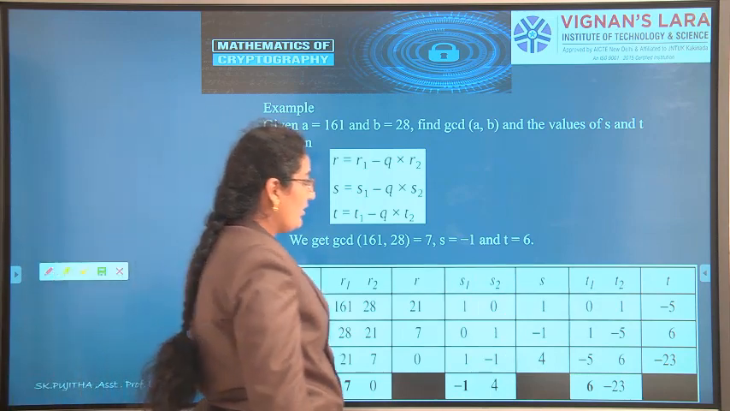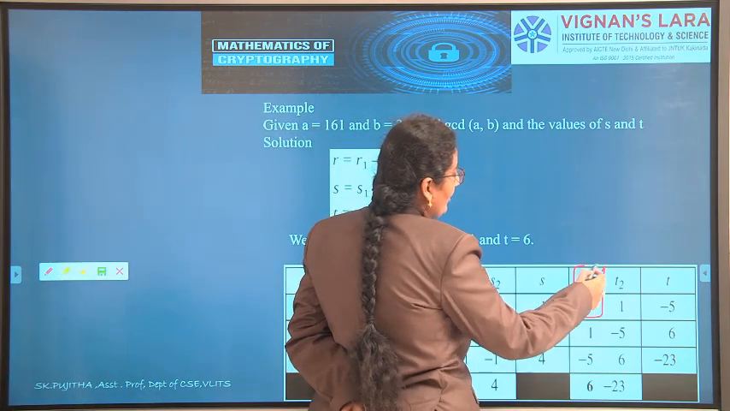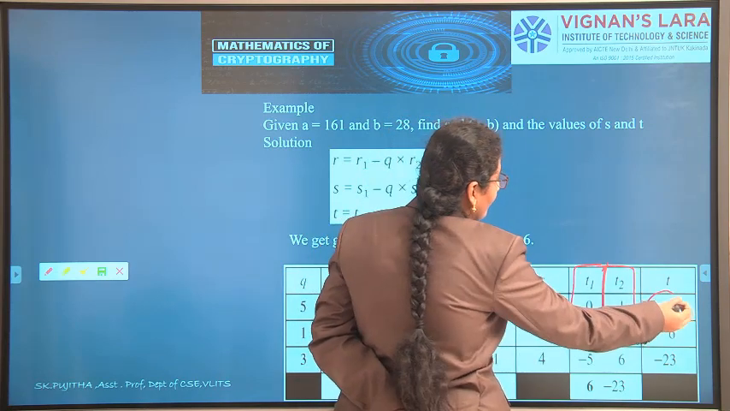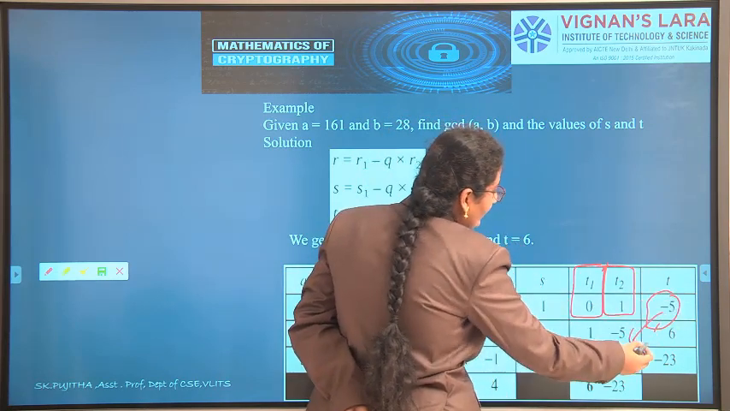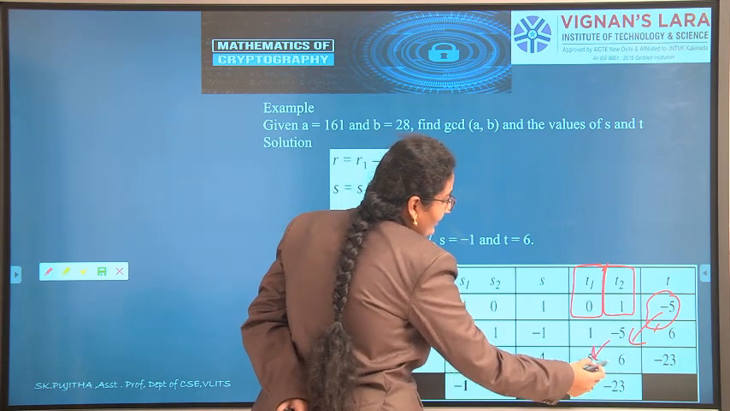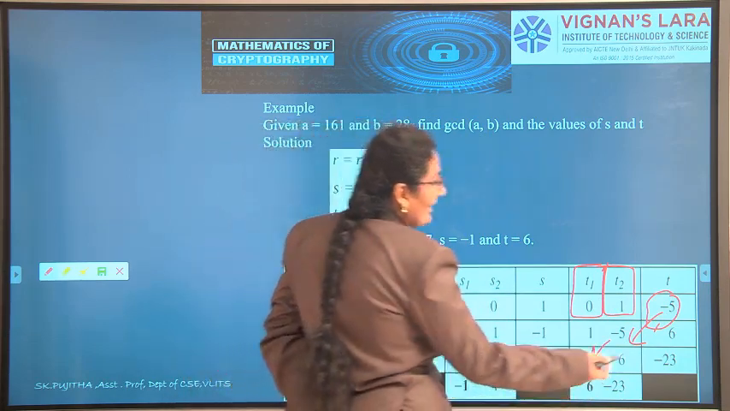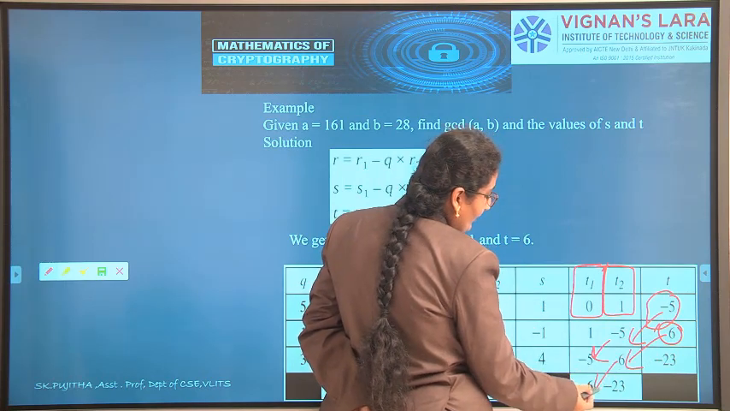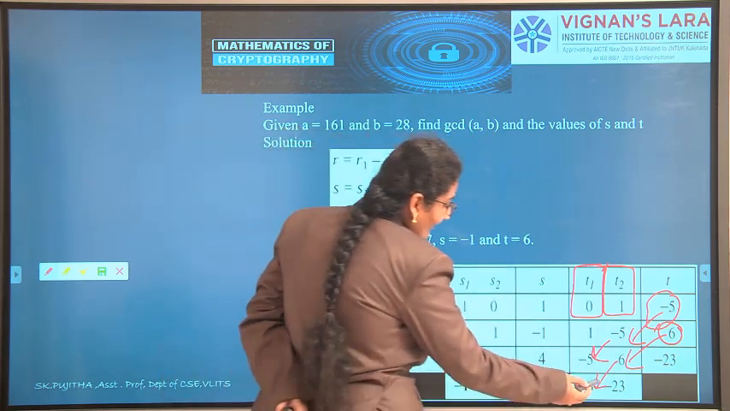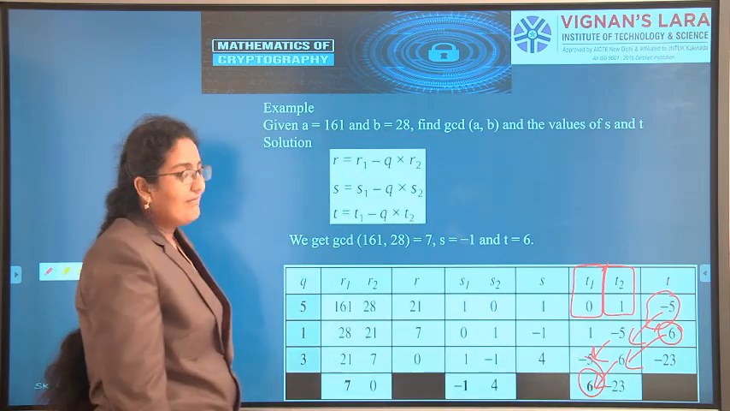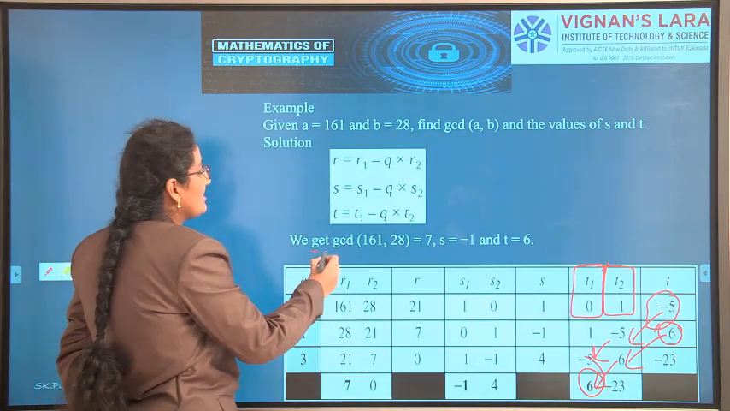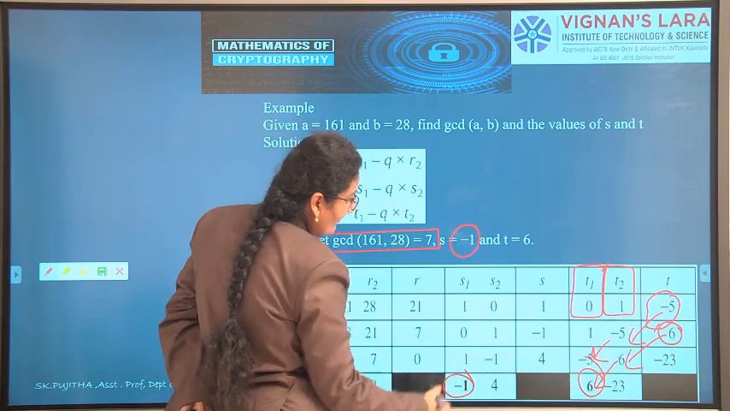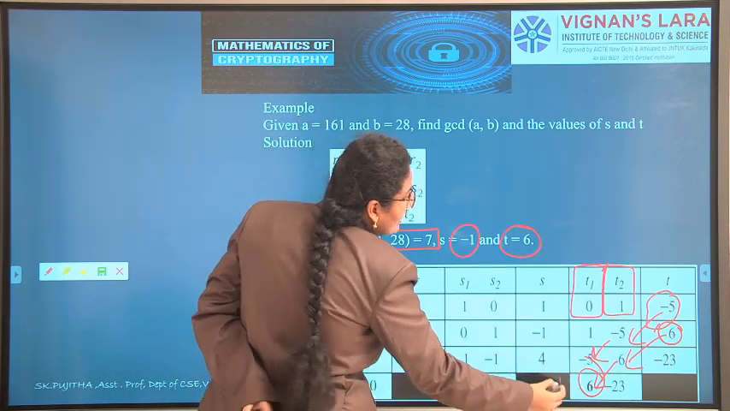In the same way for T also. T1 equal to 0, T2 equal to 1. Performing the operation we will get T. T value is given to T2, T2 value is given to T1. Performing the operation again we will get T. T value is given to T2, T2 value is given to T1. This T1 value finally will be the T value. So GCD of 161, 28 is 7. Value of S is minus 1 we have here. Value of T is 6 we got here.